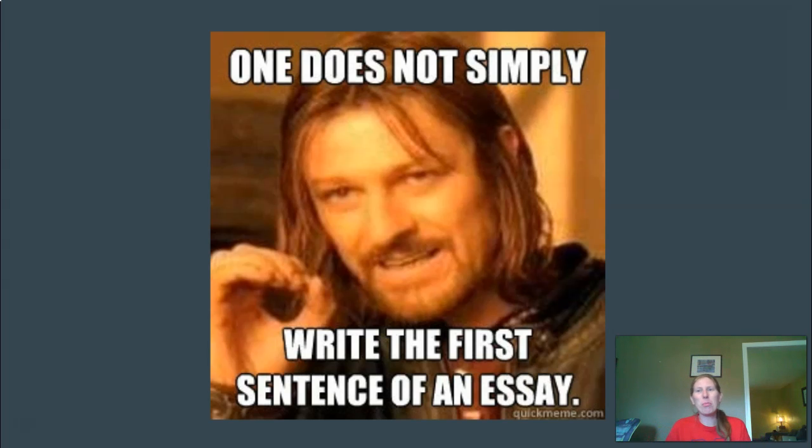I have a fun little meme that I wanted to start with, because one does not simply write the first sentence of an essay or a paper or a story, whatever you want to call it. We're very quick to just start writing. "I'm writing about elephants." Period. It's kind of boring, right? So we want to actually take the time to come up with a good hook. Your hook should not just take you 5 seconds. You should come up with a couple of different ideas and then pick the one you like the best.